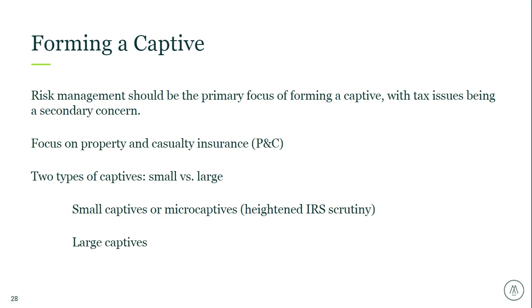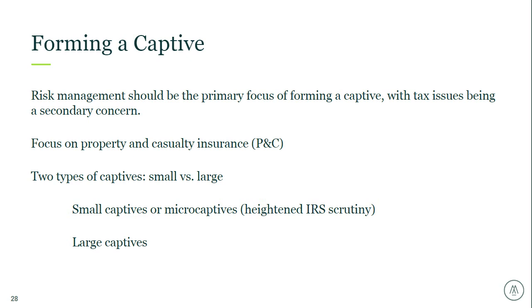So forming a captive allows the sponsoring organization to receive premium deductions as they're making payments to the captive each year. On the captive side, while it does have premium income, it's also allowed to accrue its claims reserve or accrued claims. And so its taxable income is only a fraction of the premiums it receives in a particular year.